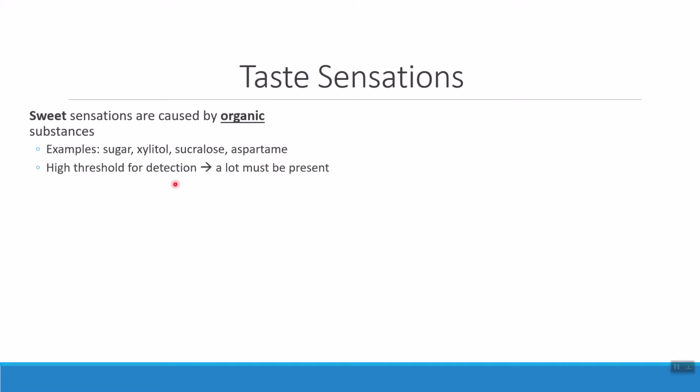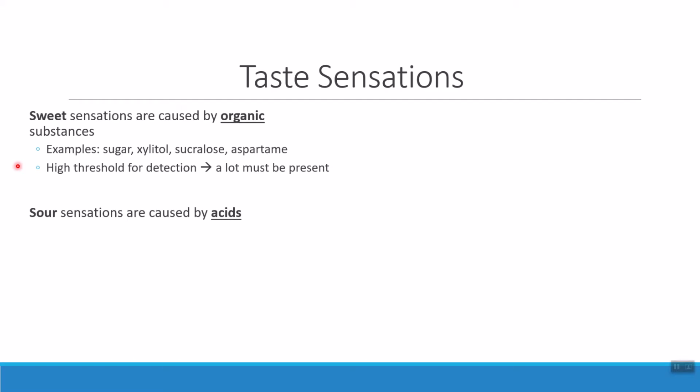Sweet sensations are something that we would say we have a high threshold for, meaning we need a lot of sugar, a lot of sucralose for our body to register the sweet sensation. That's going to be different when we start looking at some of our other sensations.